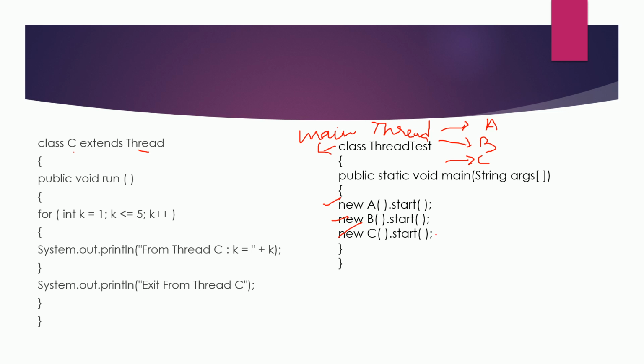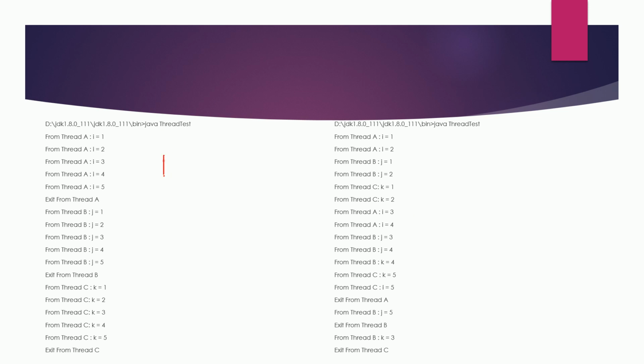So see the output. This is the first execution, the first time when you are executing. First thread A gets executed. 1, 2, it's incrementing till 5 and thread A is over. Then thread B starts and it finishes its execution here. Then thread C starts and it ends here. This order will not be followed every time. This is the order that was followed the first time.